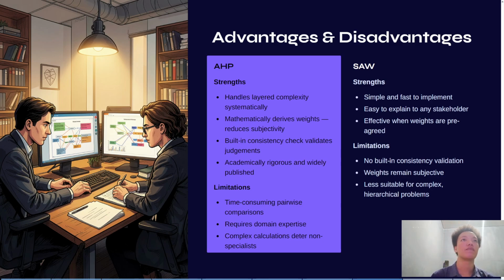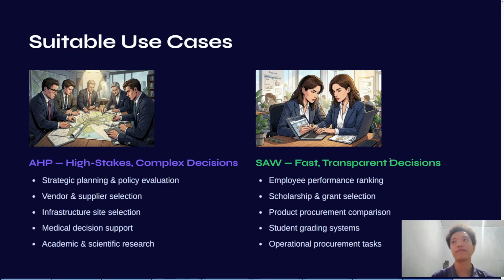The advantages of SAW are that it is simple and fast to implement, easy to explain to any stakeholder, and effective when weights are pre-agreed. But the limitations are no built-in consistency validation, weights remain subjective, and it is less suitable for complex hierarchical problems.